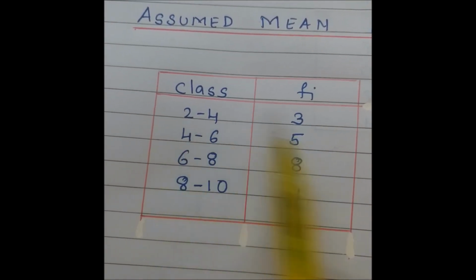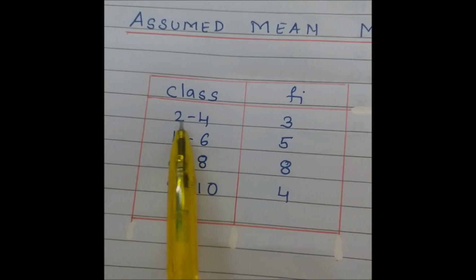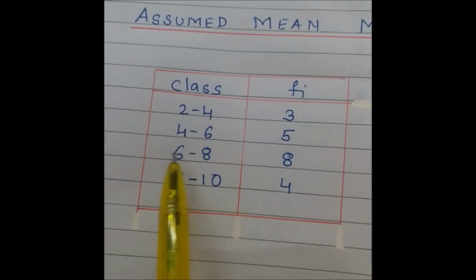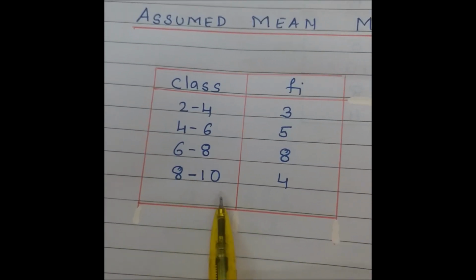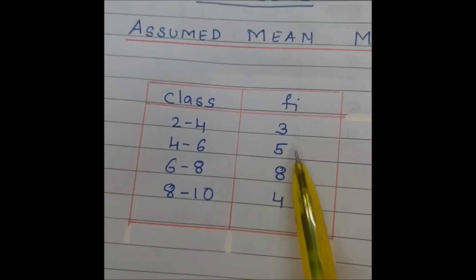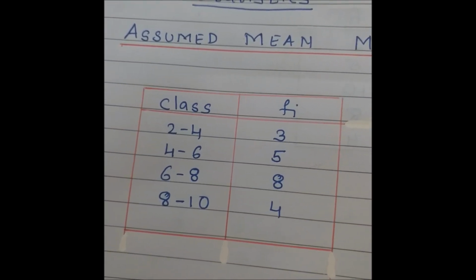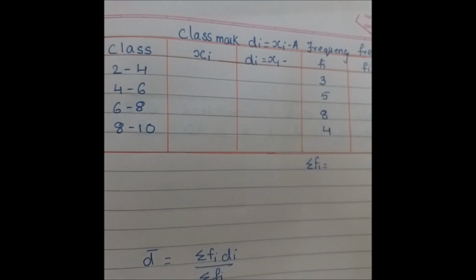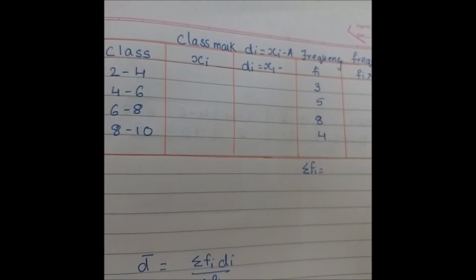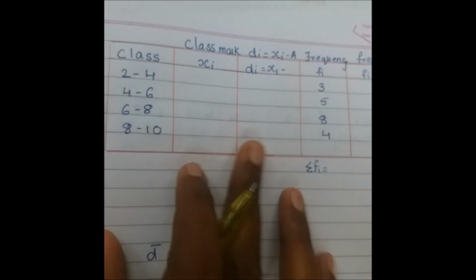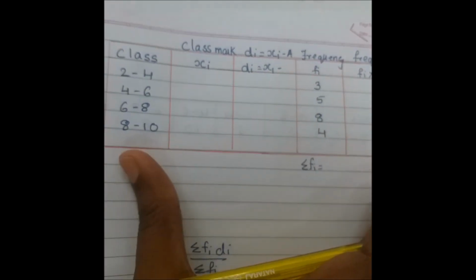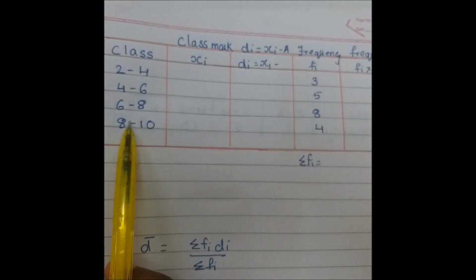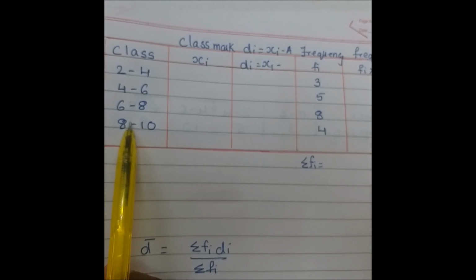I have a class and frequency. Class from 2 to 4, 4 to 6, 6 to 8, 8 to 10. 3, 5, 8 and 4 are the frequencies given. In order to find the assumed mean, we need to have a tabular column. In this tabular column, you see the first is class, which is already given.